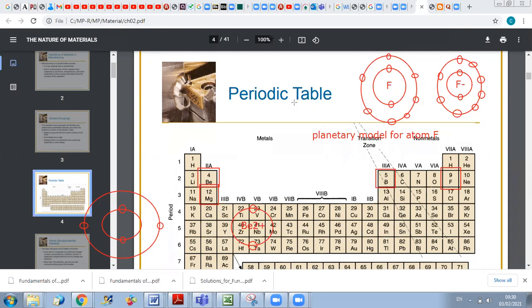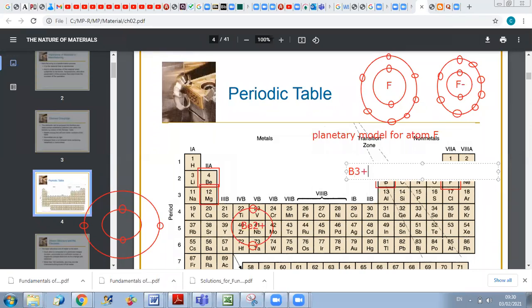Yes, very good. Since the atomic number of B is 5 and it is in group 3a, it has 2 electrons on the first orbit and 3 electrons on the outer one, and therefore 3 is far from 8, so it will tend to lose 3 electrons to give me B 3+. So here I will have the ion B 3+.